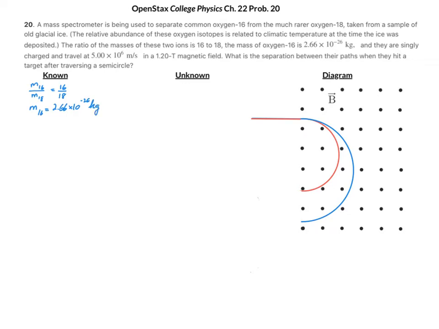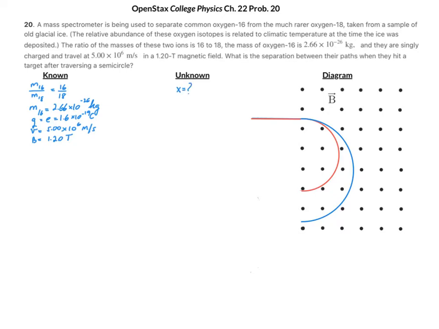We know that they are singly charged, so their charge is the elementary charge, or 1.6 times 10 to the negative 19th coulombs. We know that they both travel with the same speed of 5.00 times 10 to the 6th meters per second. And the magnetic field that they're in is 1.20 Tesla. And what we're looking for is their separation between the paths after traveling a semicircle. So let's say that we're looking for some distance x.